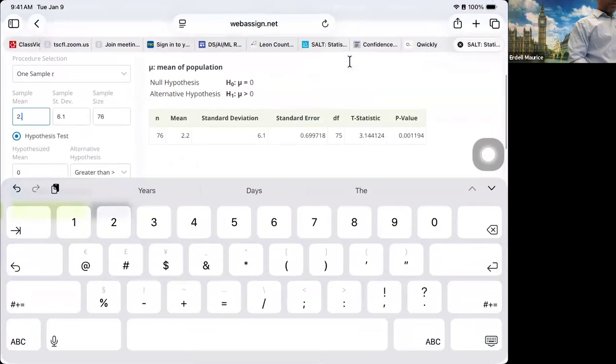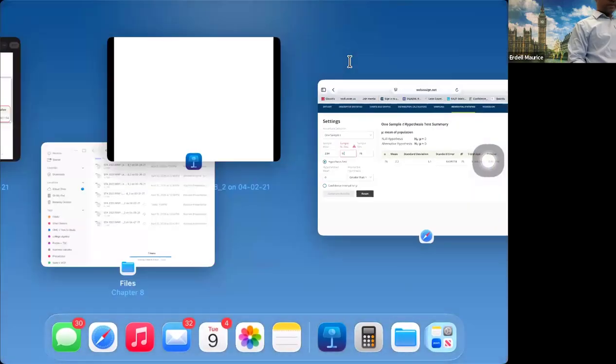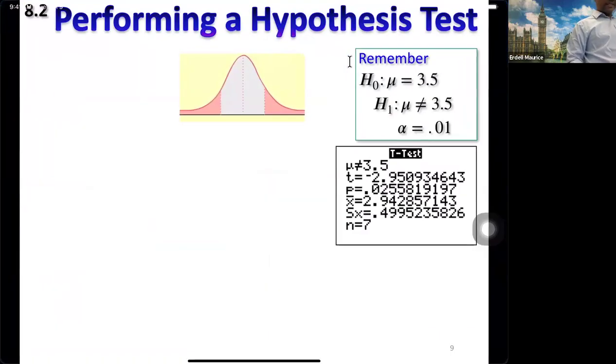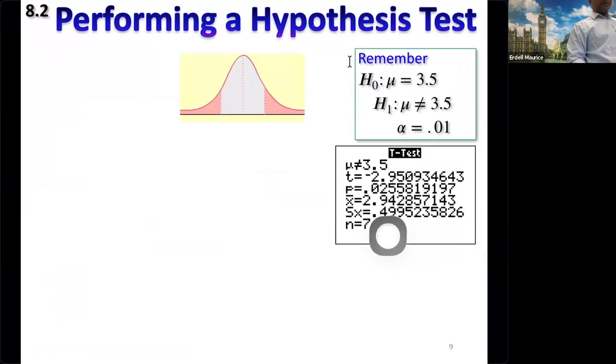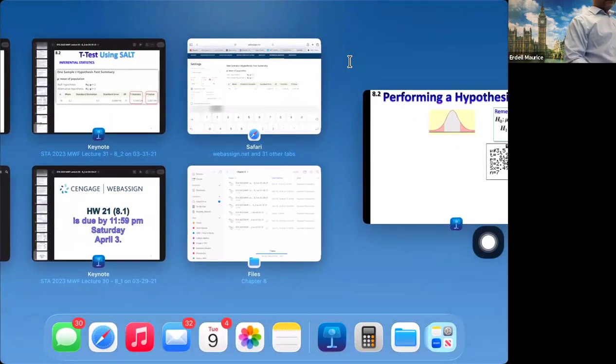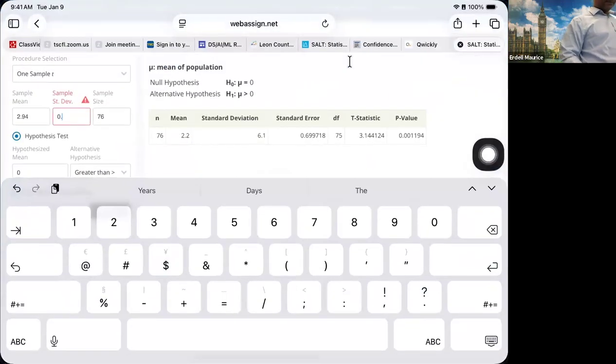The sample mean is 2.94. What was my standard deviation? My standard deviation was 0.4995. And then there were 7 people in the study.